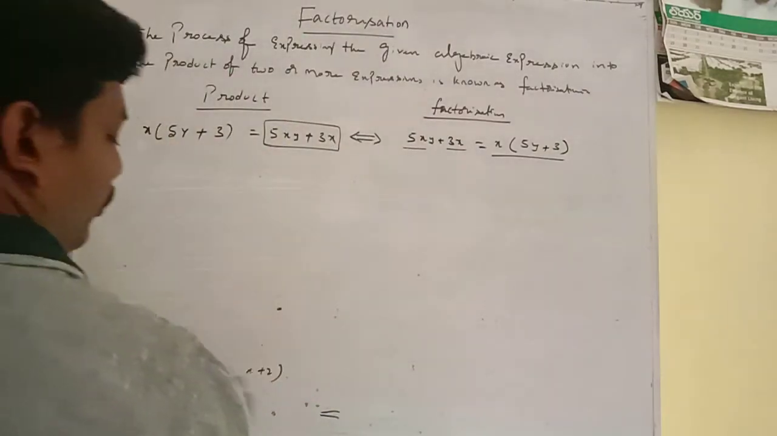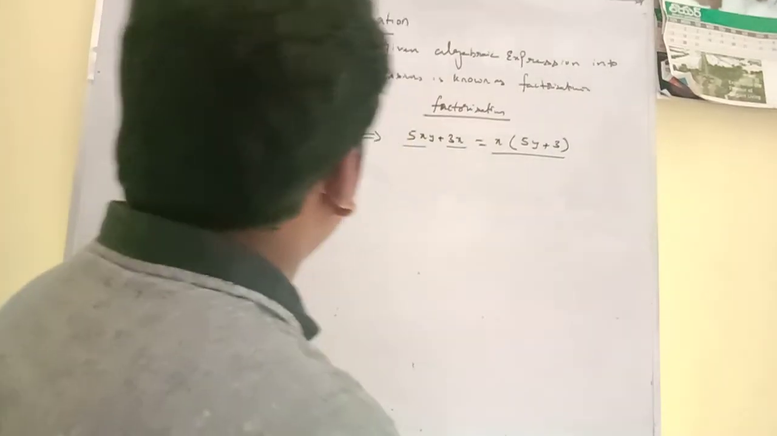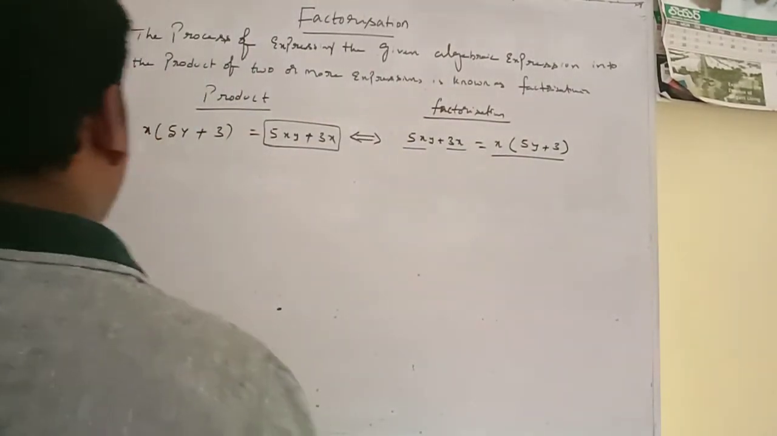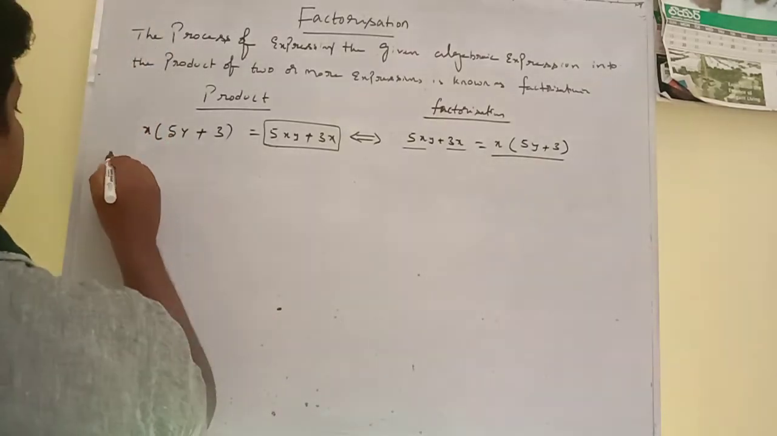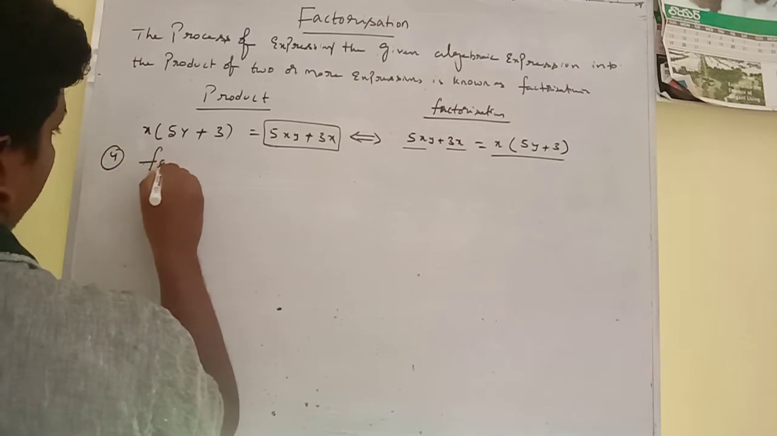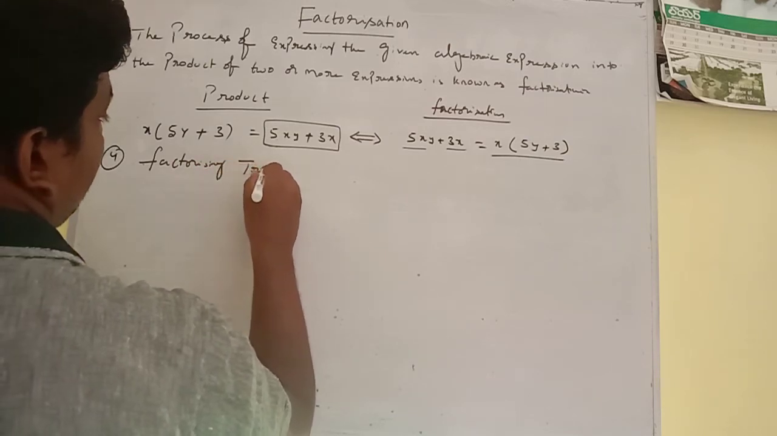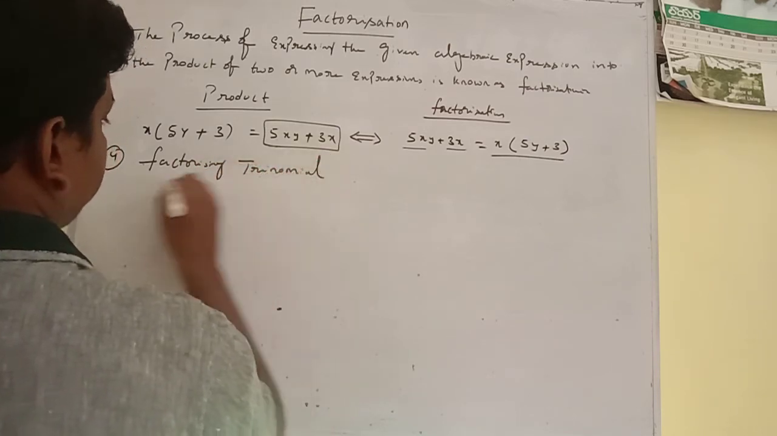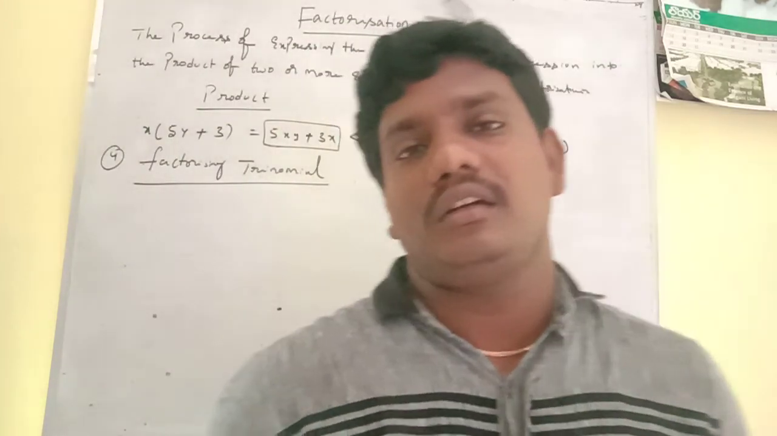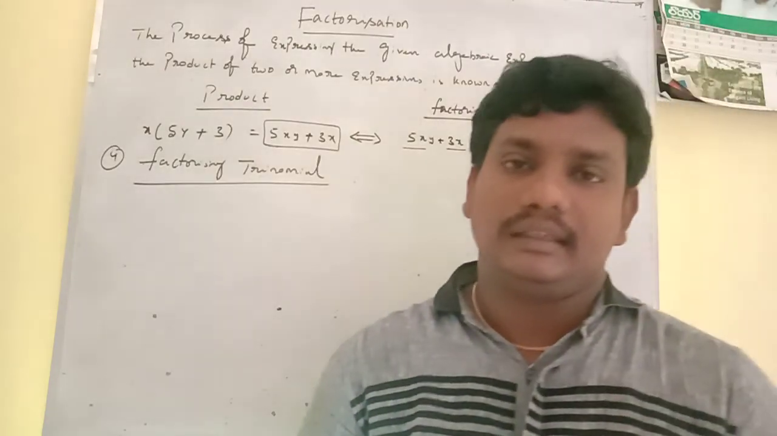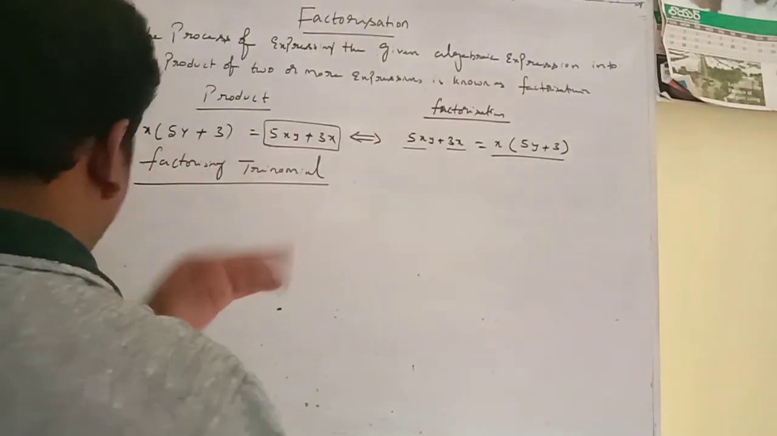Now finally, we are going to find factorizing a trinomial by splitting the middle term into two factors. So factorizing a trinomial. So how to factorize the given trinomial? It is a very important concept. To factorize the trinomial, we have some formulas we have to see first.